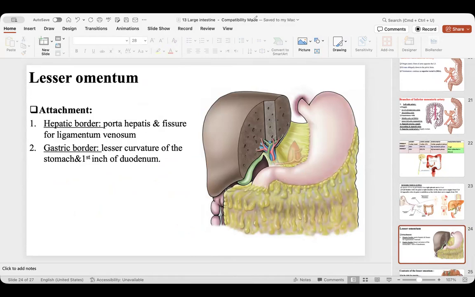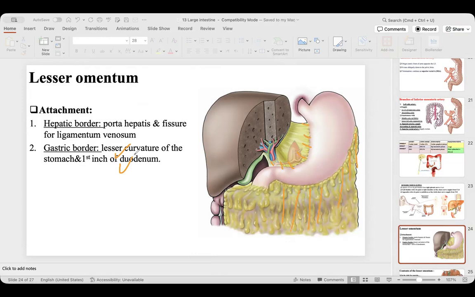Finally, we have to know about the lesser omentum. We knew before that the stomach is completely covered by peritoneum. What is the name of the peritoneal covering of the stomach? Omentum. If the peritoneum is attached to the greater curvature, it is named the greater omentum. If attached to the lesser curvature till the upper part of the duodenum, it is named the lesser omentum.